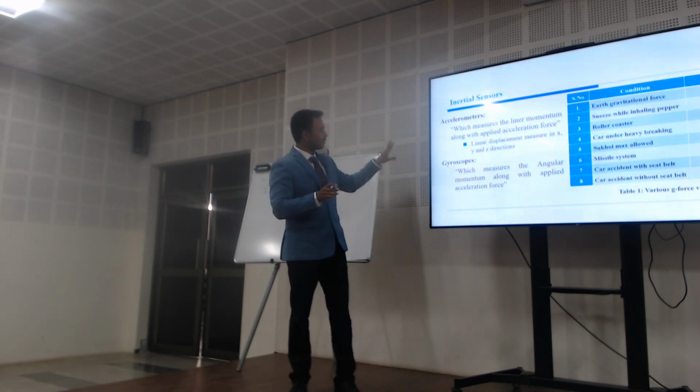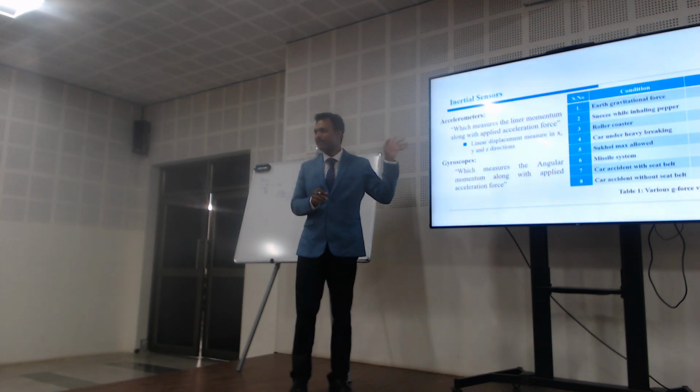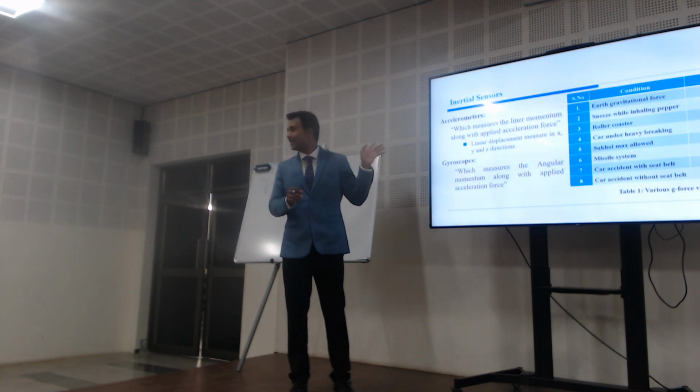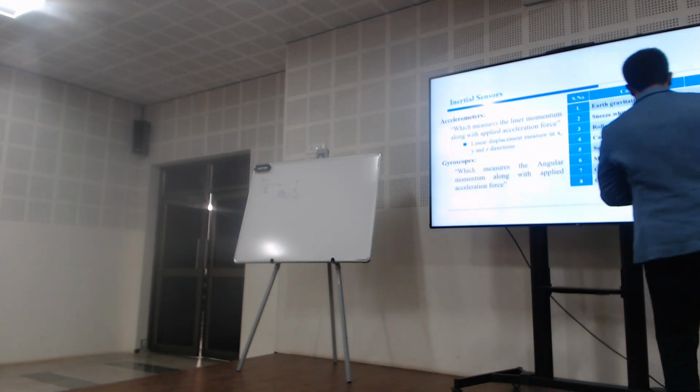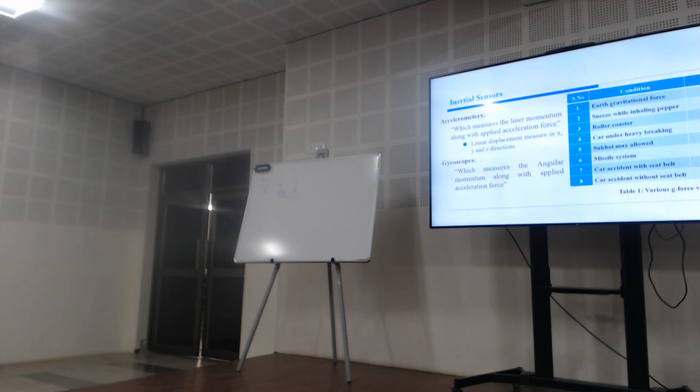First is the accelerometer, which measures the linear motion in the x, y, z direction. The gyroscope measures the angular momentum in the rotational direction. So these are my background for what I need to design. Generally I want to measure at gravity, the gravitational force, so that is 1G. Likewise I need to design my suspension beam structure. Next, whenever we are sneezing and inhaling, that also needs to be sensed. At that time, how much gravitational force can we produce? That is nearly 2.9 G.